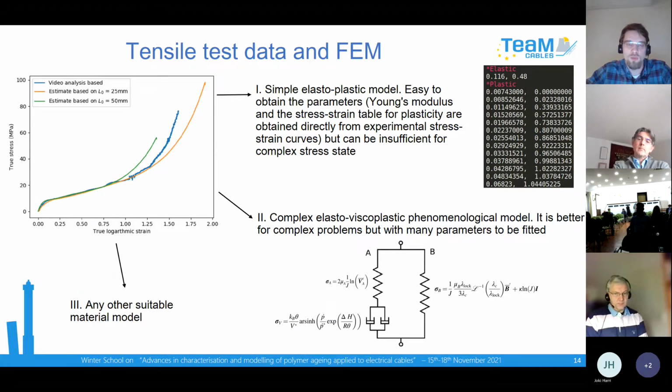The first way we used is just a simple elasto-plastic model. We simply analyze the stress strain curves and extract elastic and plastic data from them. Elasticity is usually simple isotropic elasticity, which means Young's modulus and Poisson ratio. And then for plasticity, we just take a table of stress and strain values and use them directly in our calculations.